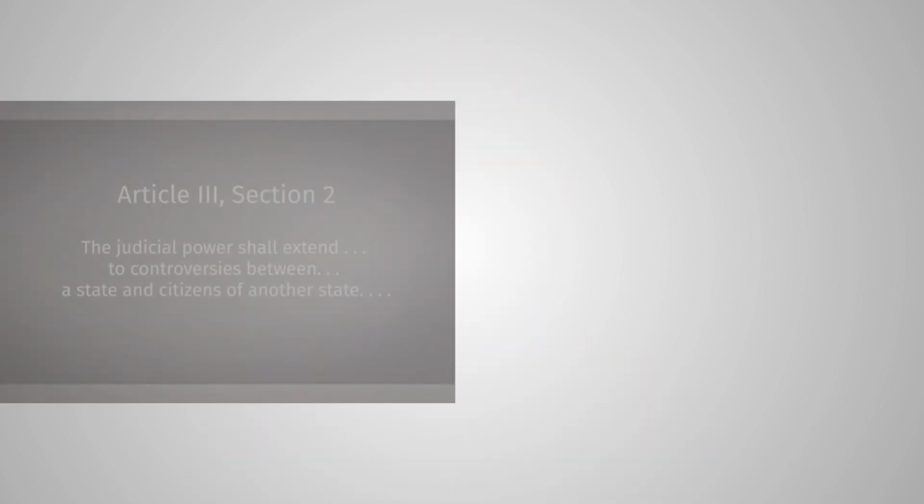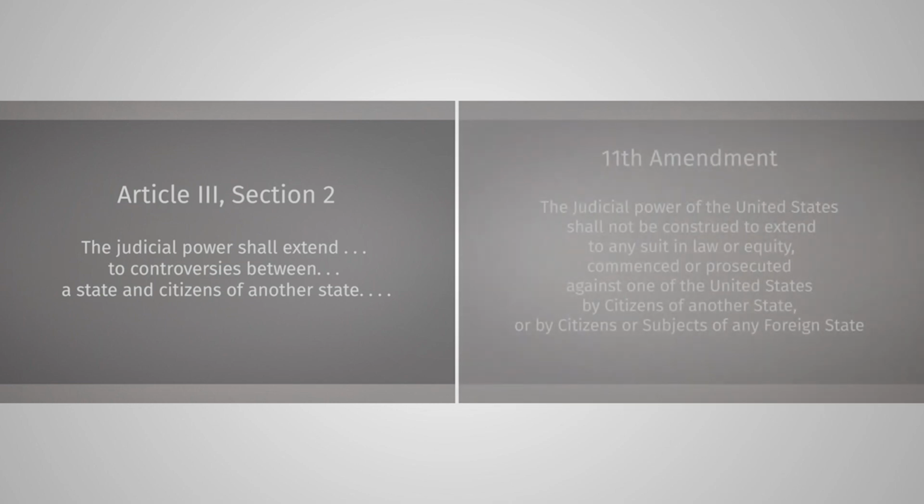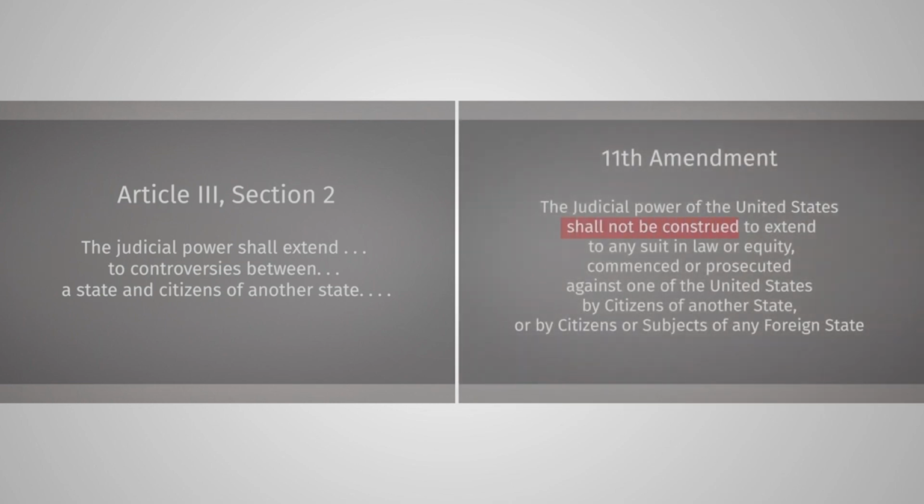The Court's decision was met with widespread opposition by state governments. 2 years later, the 11th Amendment was ratified. It modified Article 3, Section 2 of the Constitution. Originally, the judicial power expressly extended to controversies between a state and a citizen of another state. Now, while a state can be a plaintiff against another state or a citizen thereof, a state cannot be a defendant in a suit by a citizen of another state unless it so consents.